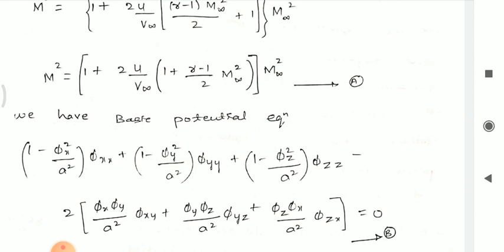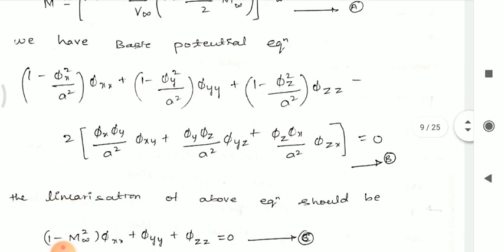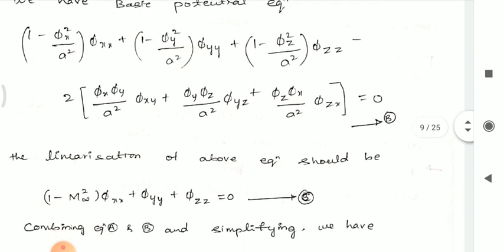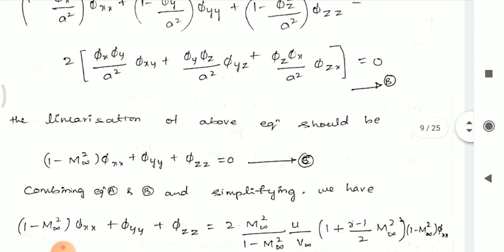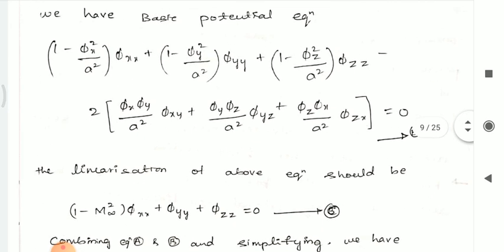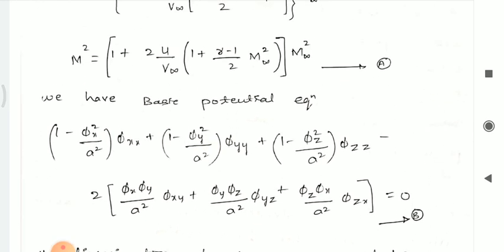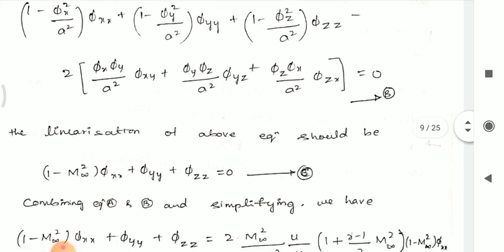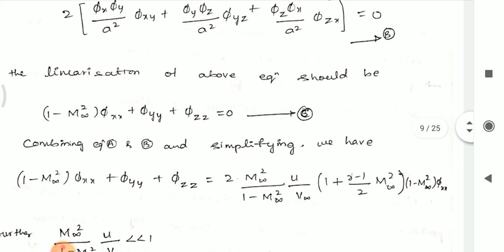And we also have the basic potential equation from the previous derivation. Let us take that basic potential equation also. Now what we have to do, we have to linearize this particular equation. So the linearized potential equation is this much: (1 minus m∞²) φxx plus φyy plus φzz is equal to 0. This is the linearized equation. So let us take this equation as equation C and combine equation A and B. This is equation A and this is equation B. Combine equation A and B and take also C.